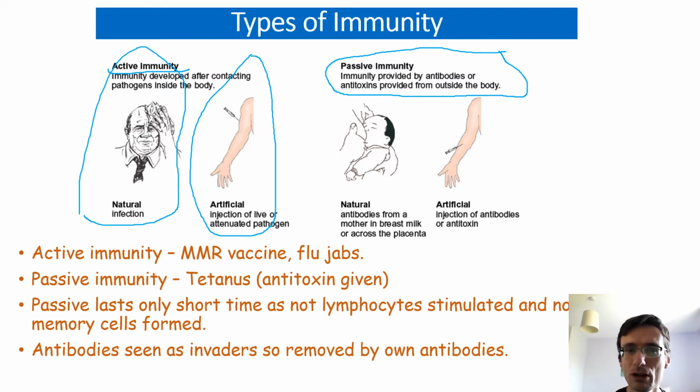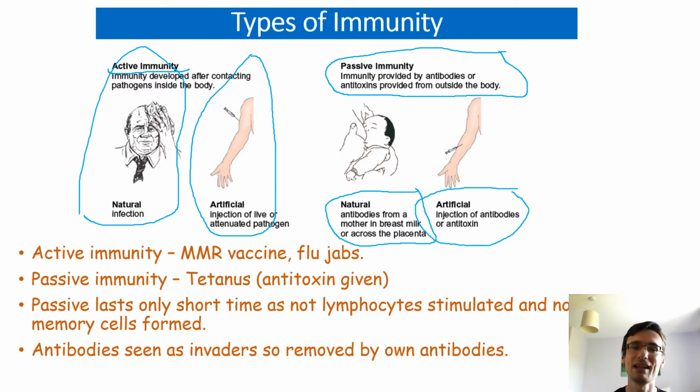So there's natural passive immunity, and the best example is from the mother to the newborn or unborn baby. Antibodies can pass across the placenta from the mother to the developing embryo, or in the mother's milk when the baby's born. They don't have a very good immune system for the first few days and weeks, so it gives them a temporary supply of antibodies. It's only temporary.